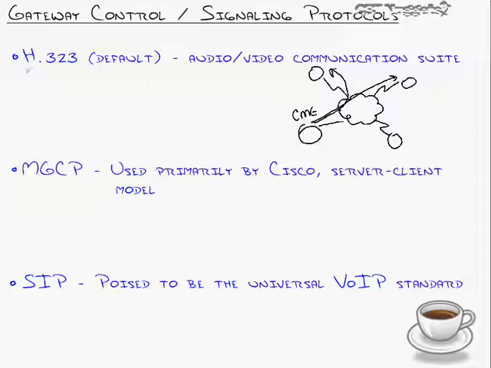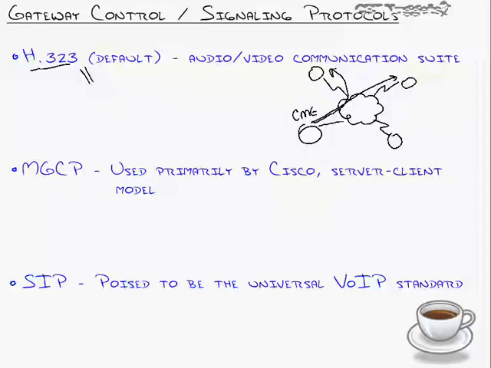On Cisco routers, the default language when you start configuring it is H323. What H323 has going for it is its age. It is the oldest protocol of the bunch. It has been around the longest. It is tested, it is tried, it is true. It is like the TCP/IP, if you will, of voice communication. Because it's been around forever, everybody's kind of supporting it and using it.